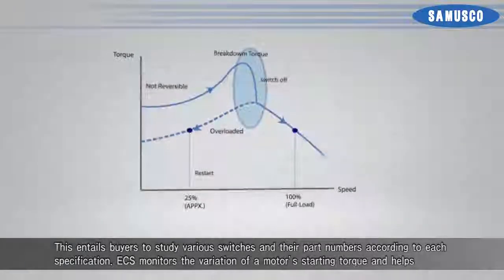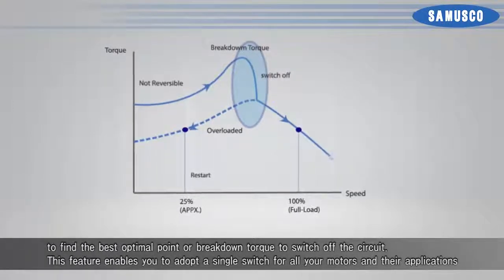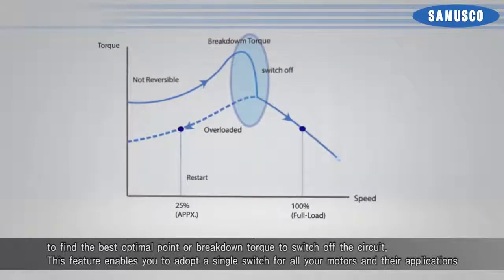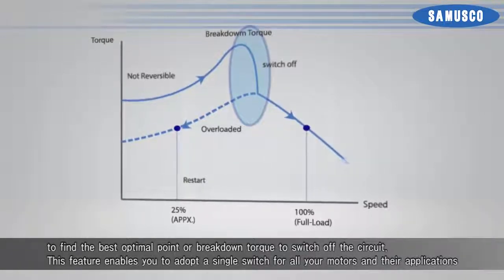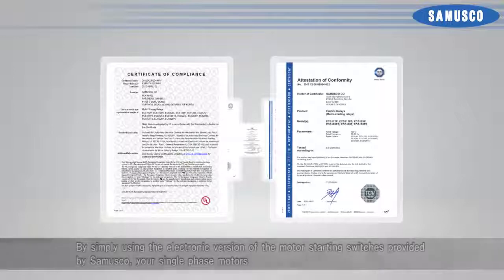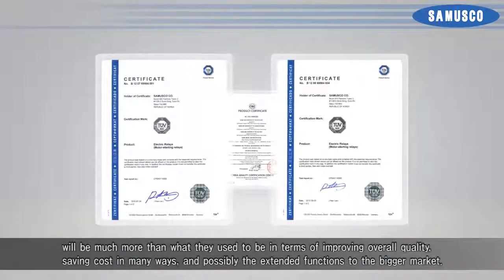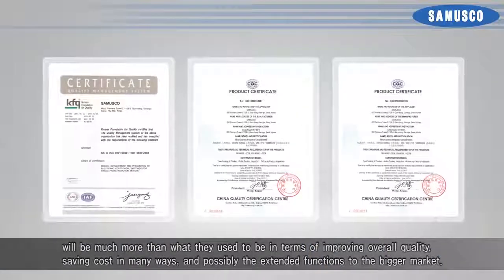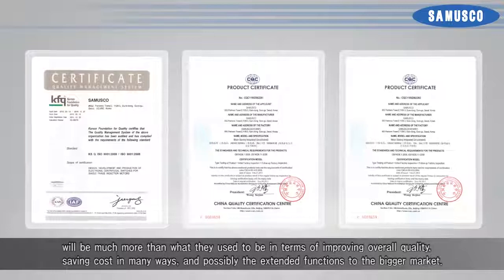ECS monitors the variation of a motor's starting torque and helps to find the optimal point below breakdown torque to switch off the circuit. This feature enables you to adopt a single switch for all your single-phase motors and their applications. By simply using the electronic version of the motor starting switches provided by Samosco, single-phase motors will be much more than what they used to be in terms of improving overall quality, saving cost in many ways, and possibly extending the functions to the bigger market.